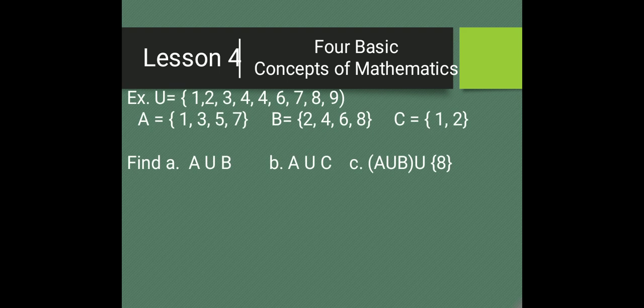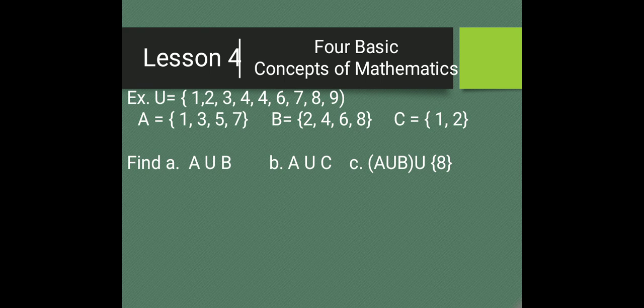Okay, dito, for example, we have the universal set 1, 2, 3, 4, 5, 6, 7, 8, and 9. Again, sa universal set, yung 5th element, that is 5. Okay, so for example, set A is equal to the set of 1, 3, 5, 7. Set B is the set of 2, 4, 6, 8. And set C is given to have the elements 1 and 2.